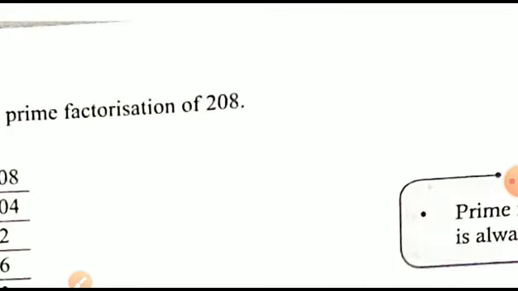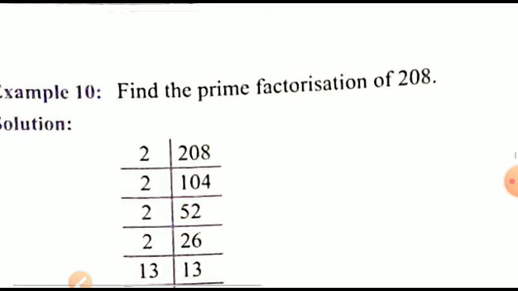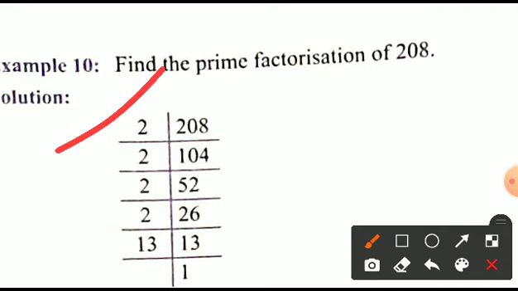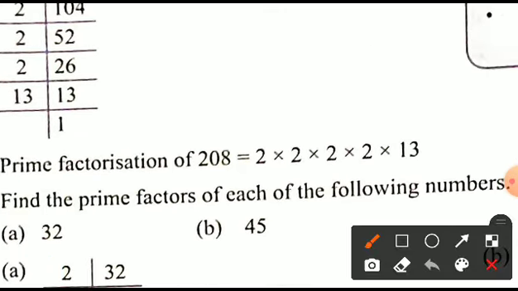Now see the example. Example number 10: find the prime factorization of 208. Simply you can write here 2 divided into 208 we get 104. Again 2 divided into 104 we get 52. Again 2 divided into 52 we get 26, and 2 divided into 26 we get 13. Now 13 divided by 13 we get 1. So we can write the prime factors of 208 is equal to 2 into 2 into 2 into 2 into 13, and all are prime numbers. That means it is the prime factorization of 208.